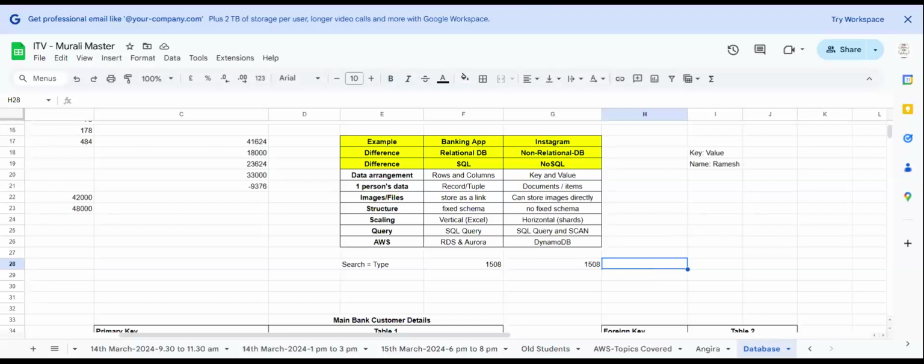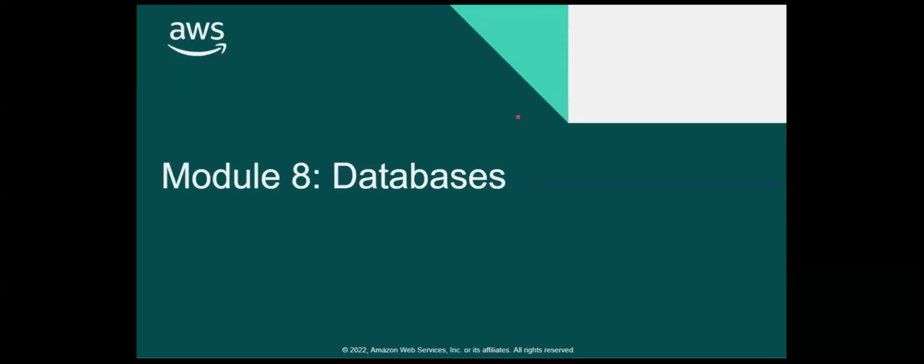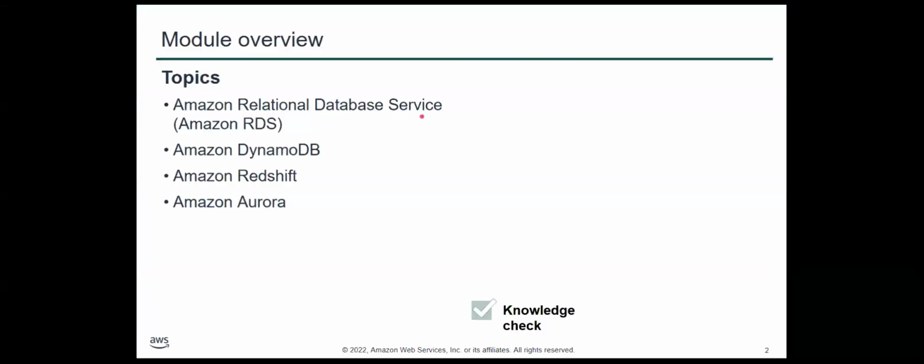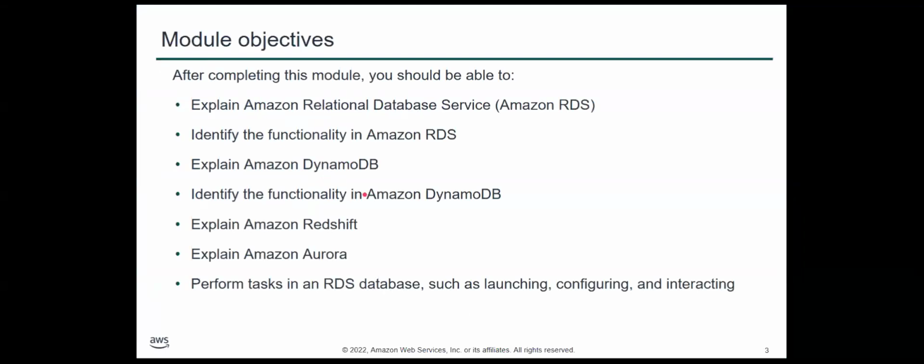Now let us go inside database. As we already mentioned in the compute module, a database server is also possible, so we'll see that as well. In this module, we are going to discuss RDS, DynamoDB, Redshift, and Aurora, and we'll learn about the functionality of RDS, DynamoDB, Redshift, and Aurora, and their configuration and integrations.